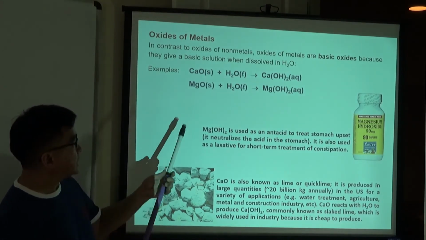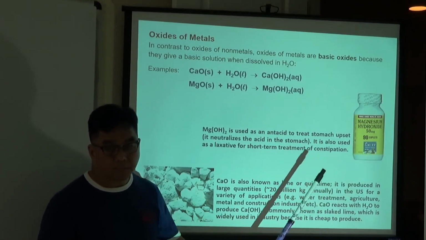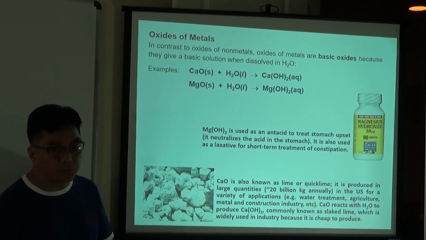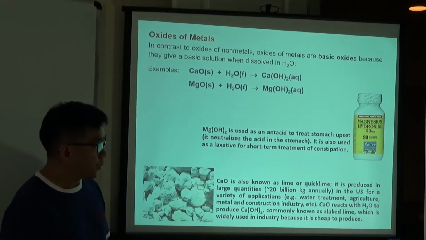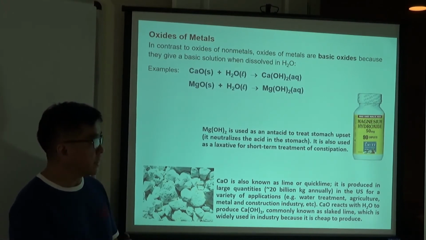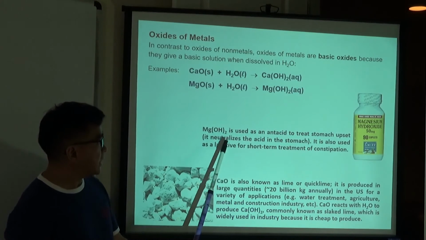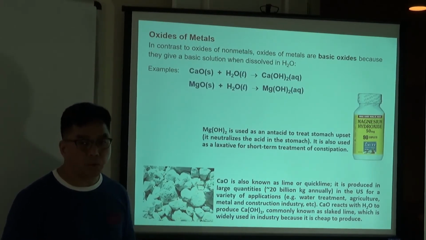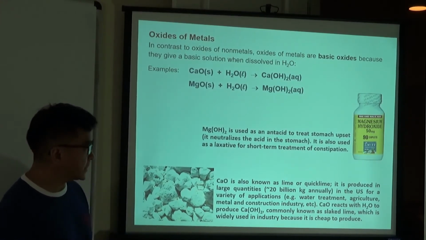Now magnesium hydroxide is used as an antacid. Sometimes you have stomach upset because you have too much acid produced, due to a variety of reasons, anxiety and so on. So you take some Tums or some of these antacids, which are basically magnesium hydroxide, which produces hydroxide and neutralizes all the hydrogen ions from the stomach acid.